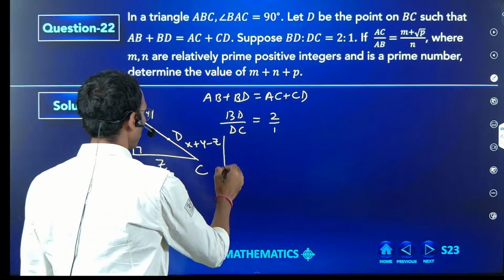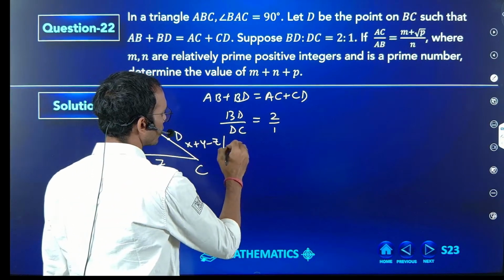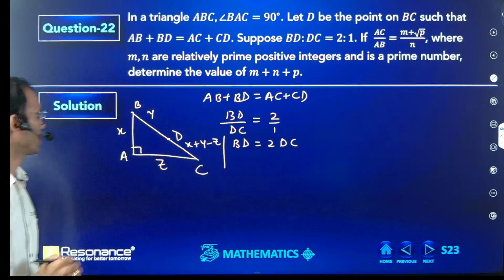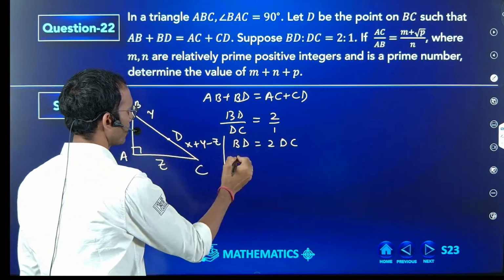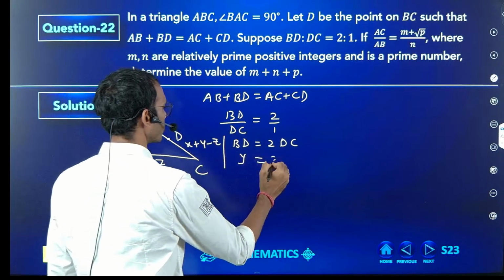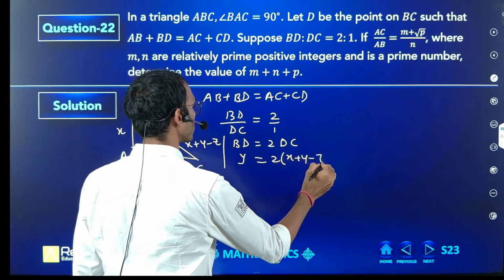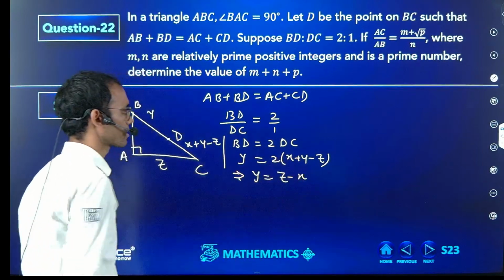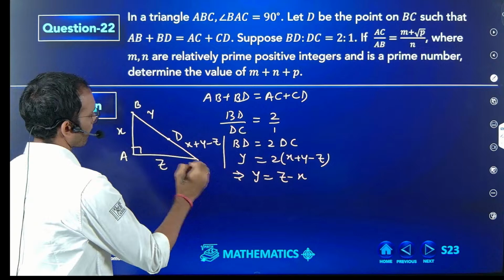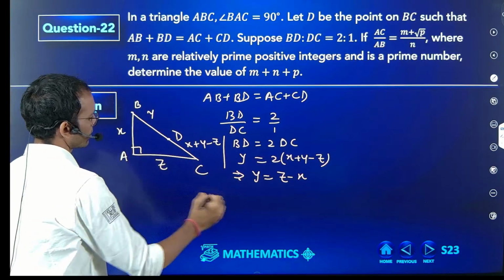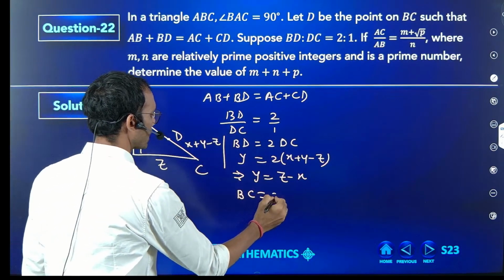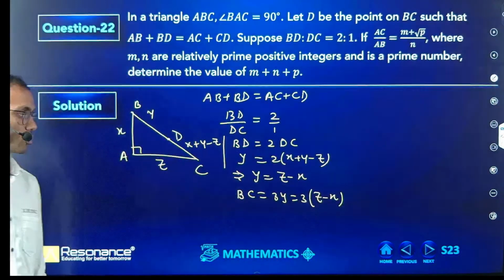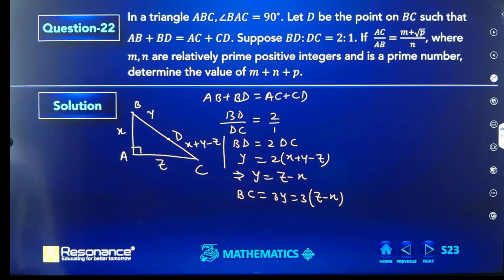Okay, using BD equals 2 DC. What is BD? BD we have taken y, and 2 times DC, so 2 times (x plus y minus z). So here you will get y equals z minus x. Now if y is z minus x, then what is BC? Actually BC is 3 times y, that is 3 times (z minus x). So we got the value of BC in terms of z and x.